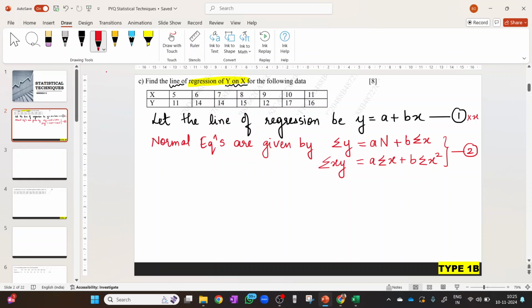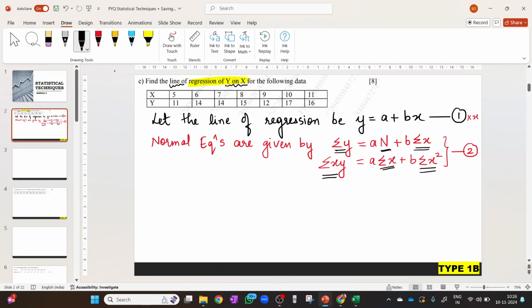Then you form the normal equations by taking first summation. Second, you multiply it by the opposite variable. If it is the equation of y, you multiply by x; if it is the equation of x, you multiply by y, and then take a summation. So you basically have two normal equations. Now what is the use of these normal equations? In these summations, we will be substituting values: summation y, summation xy, n, summation x, and summation x square. All of these values you're going to substitute.